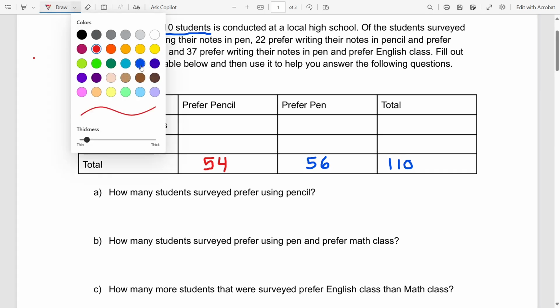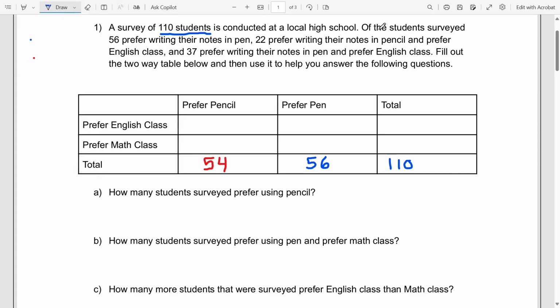Okay, and let's keep going with the other stuff they give us right from the start. So of the students surveyed, 56 prefer writing their notes in pen. We wrote that. 22 prefer writing their notes in pencil and prefer English class. So if we pick prefer pencil and prefer English class, that's 22. Okay, and then 37 prefer writing their notes in pen and prefer English class. So 37 for pen and English class.